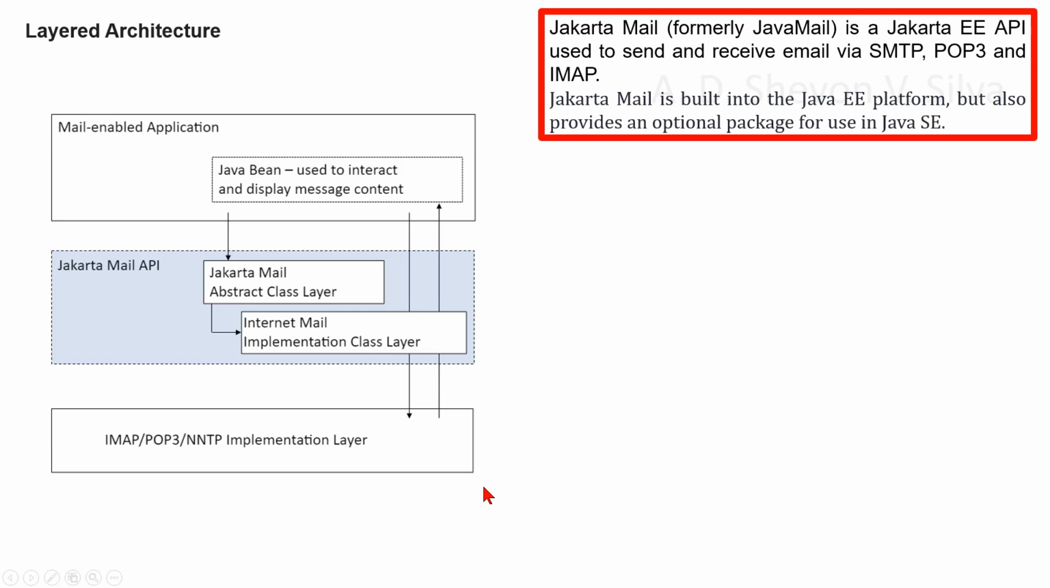Jakarta Mail, formerly Java Mail, is a Jakarta EE API used to send and receive email via SMTP, POP3 and IMAP. Jakarta Mail is built into the Java EE platform but also provides an optional package for use in Java SE.